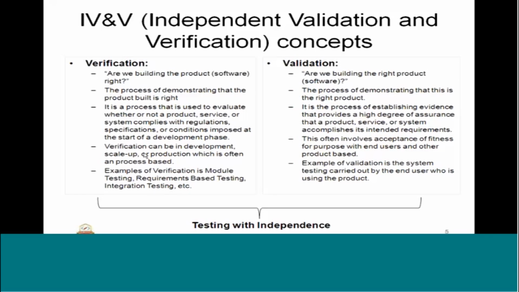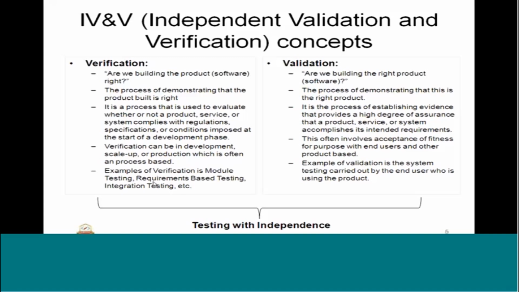Okay, the next one: verification can be development, scale up or production, which is often process based. So as per the process, which could be anything defined within the organization, how it is going to be developed and tested, all these aspects will be verified under the verification plan. So verification can also be part of development, whereas validation often involves acceptance of fitness for purpose with end users and other products. That means from the acceptance perspective, the product is validated.